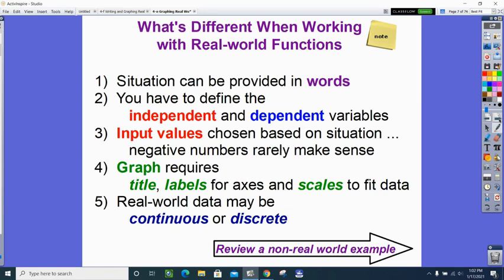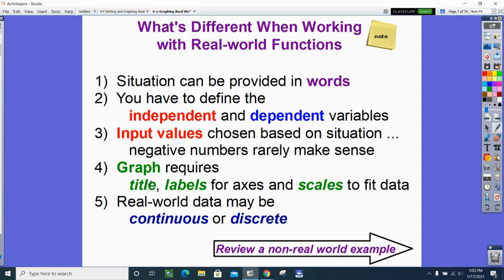Okay, so let's now try to do one together. Remember that the situation is going to be provided in words. You have to decide who is independent and dependent, so who is the X and who is the Y. Input values will be chosen based on the situation, and negative numbers don't always make sense unless you're talking about going underwater or losing money, something like that. But most of the time, we're all positive.